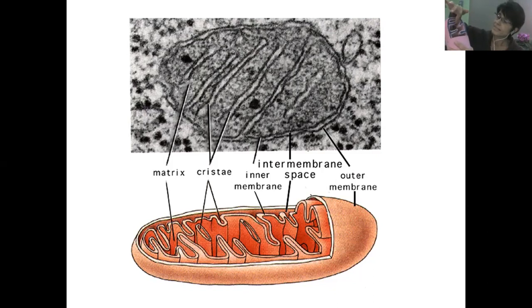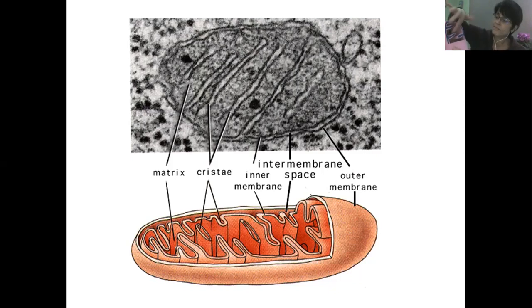Now this space inside is called the lumen. A space is always called the lumen. And just like there's cytoplasm on the outside of the mitochondrion, this is going to be filled with a liquid jelly-like substance, and that is called the matrix.